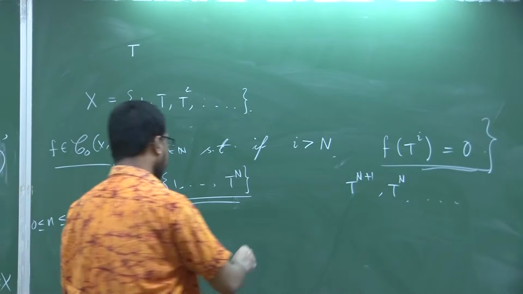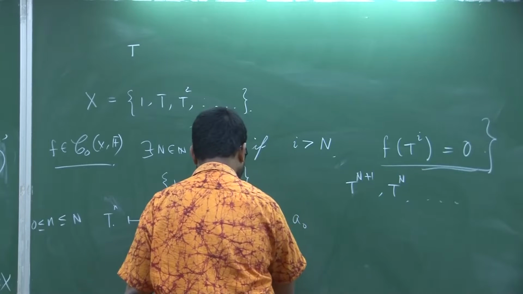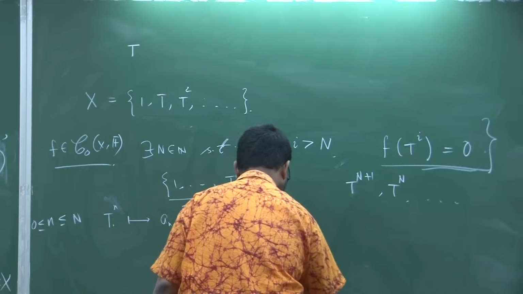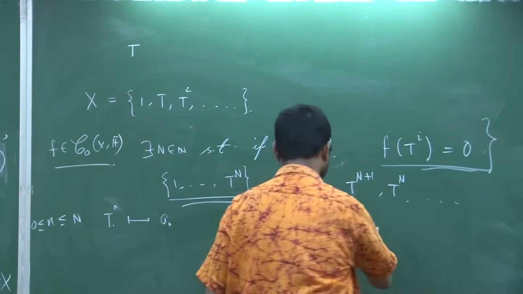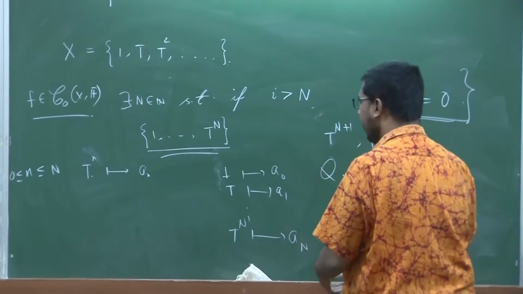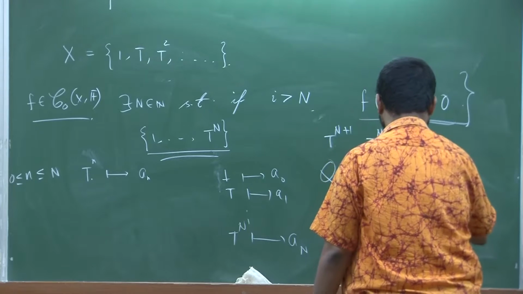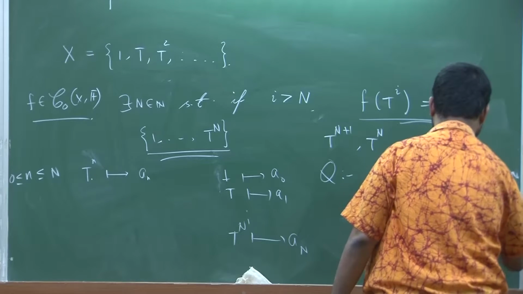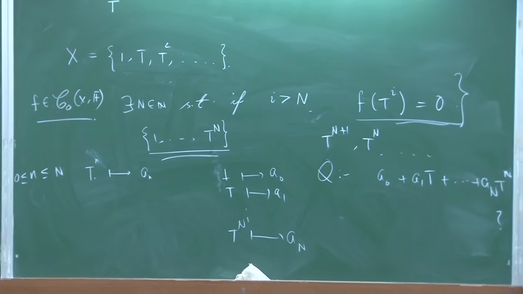Thus the function has the value a0 at 1, a1 at t, and so on, up to a_n at t to the power n. Question: do you see any similarity? Do you see that this function actually looks like the following polynomial in the single variable t?